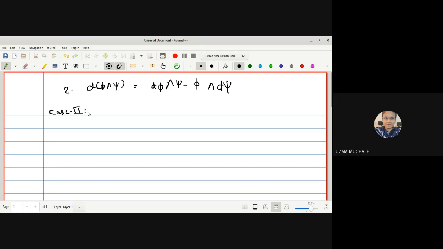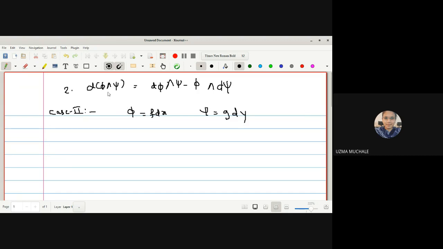Has everyone understood the case 1? Any doubt for the case 1? If you have a doubt, you can ask. Otherwise, we'll go for the case 2. Case 1 is very easy. Simply you have to prove it is equal to 0. LHS and RHS both are equal to 0 since dx wedge dx is 0.